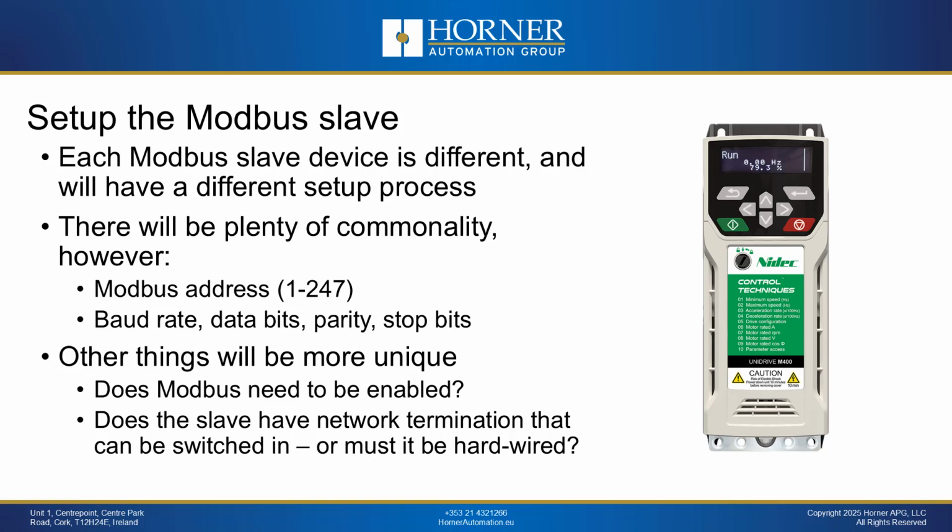Now every slave is going to be different, so the setup process is going to be different as well. There is some commonality, however: each slave must have a unique Modbus address somewhere between 1 and 247, and each slave along with the master have to have matching data rates. In other words, they need to be transmitting and receiving using the same baud rate, data bits, parity and stop bits.